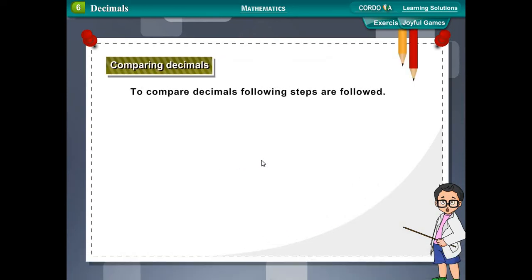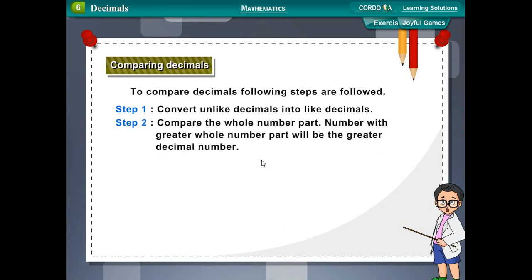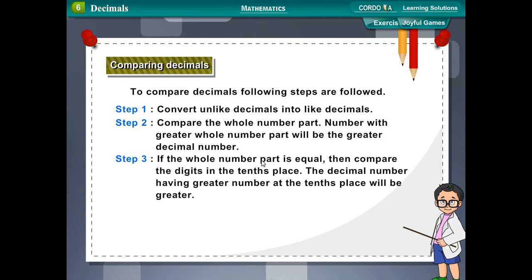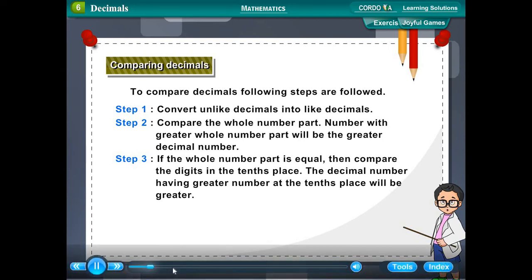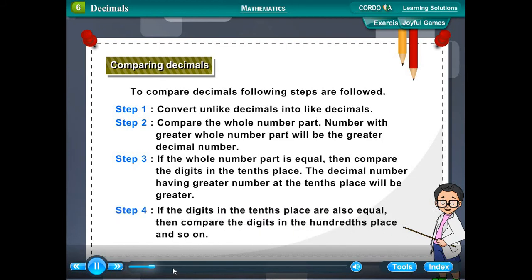Comparing decimals. To compare decimals, the following steps are followed. Step 1. Convert unlike decimals into like decimals. Step 2. Compare the whole number part. The number with greater whole number part will be the greater decimal number. Step 3. If the whole number part is equal, then compare the digits in the tenths place. The decimal number having greater digit at the tenths place will be greater. Step 4. If the digits in the tenths place are also equal, then compare the digits in the hundredths place, and so on.